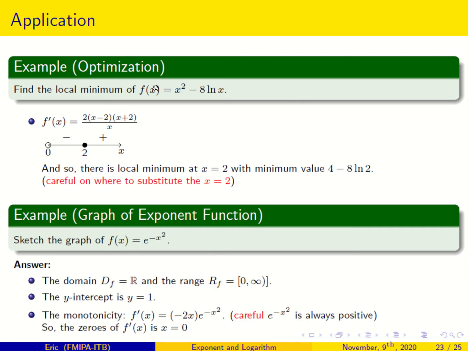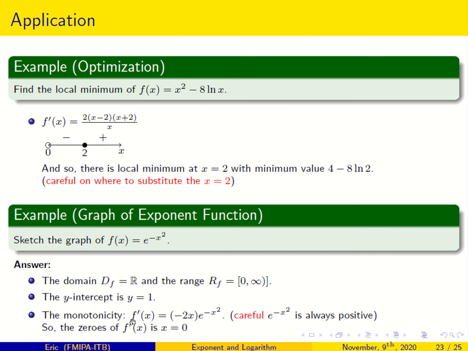The second one, graph the exponential function e to the minus x squared. Let's look at the domain first. The range, don't forget this is an exponential function, so it should be positive. Sorry, it cannot be 0, so 0 should not be included. The y-intercept: at x equals 0, e to the 0 is 1. So the y-intercept is (0, 1).